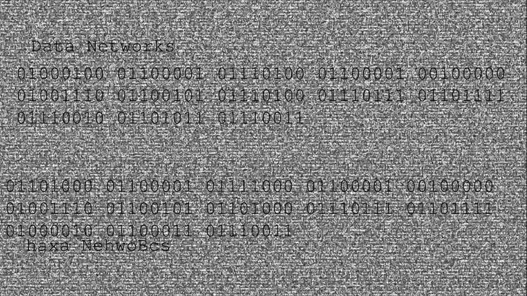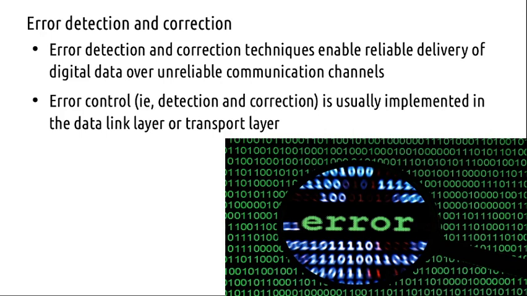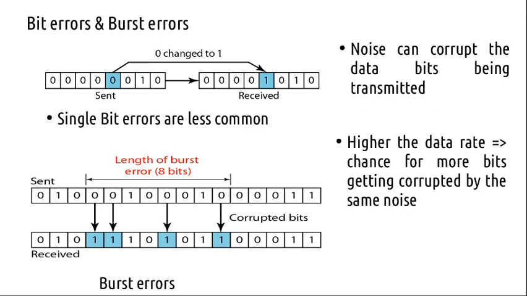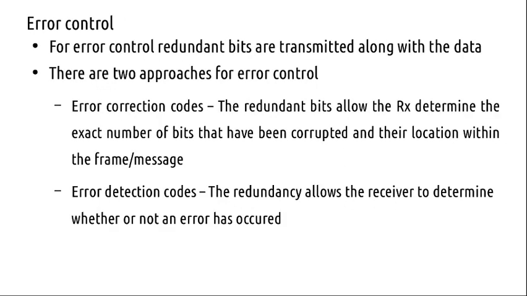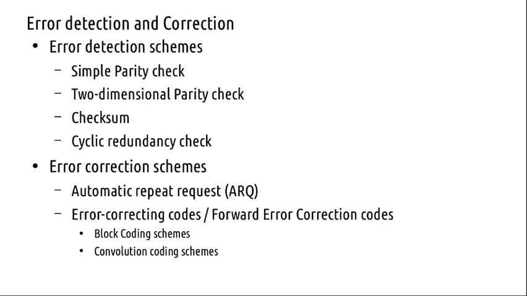So it's all probabilistic. There are two ways: one is called error detection schemes, and the other is error correction schemes. Error control is implemented both in the data link as well as the transport layer. To detect errors, there are some mechanisms. To correct errors, there are some mechanisms. We'll discuss bit errors and burst errors and all those things.